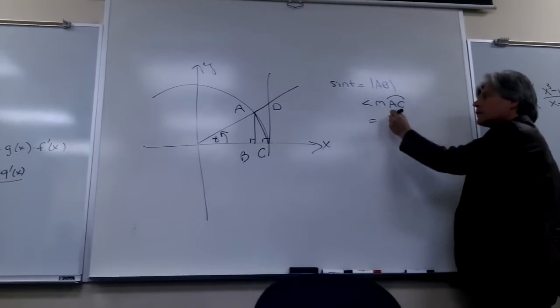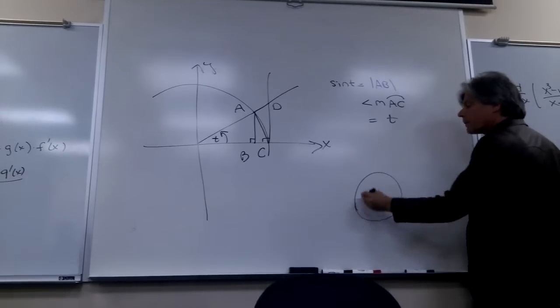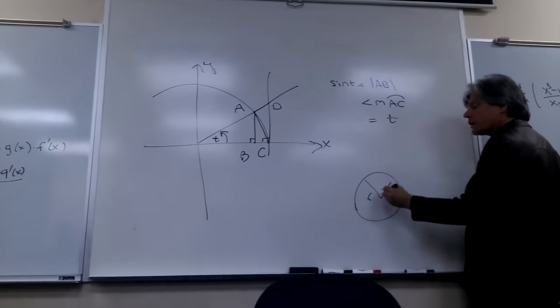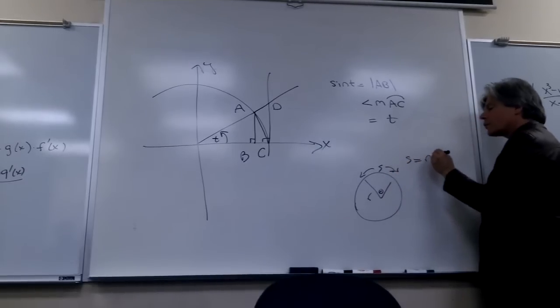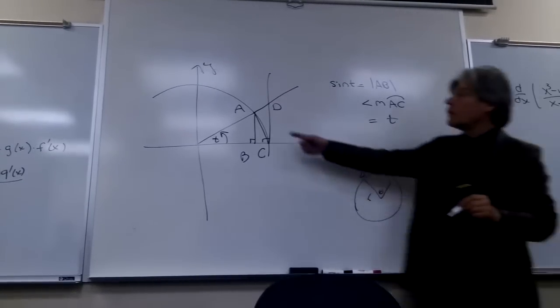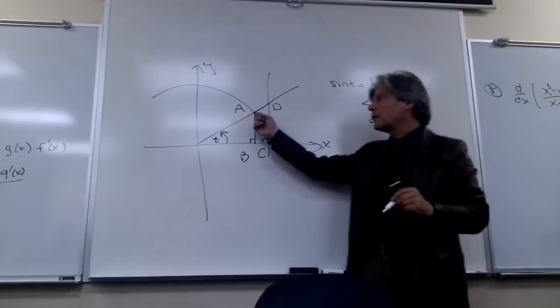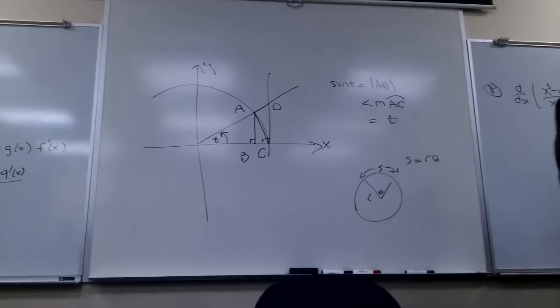Did you guys see that? No. Well, for any circle whose radius is r, and here's the central angle theta, isn't the length of this arc called s? Isn't s just nothing more than r times theta? Yeah. So in my picture, my s is equal to my radius r, which is 1, times my angle t. So the length of the arc is just t, isn't it?